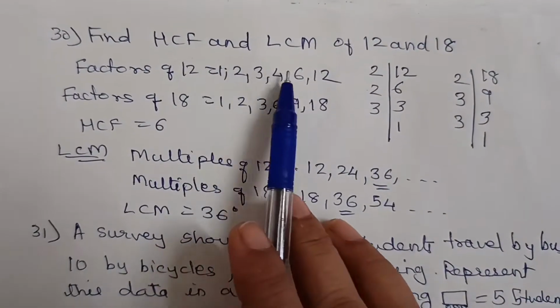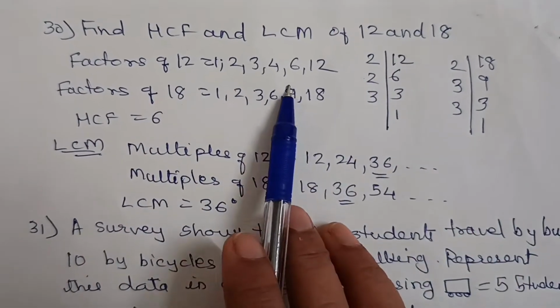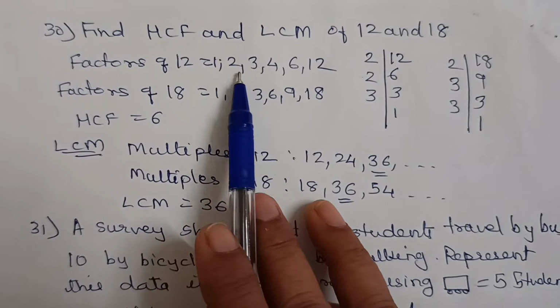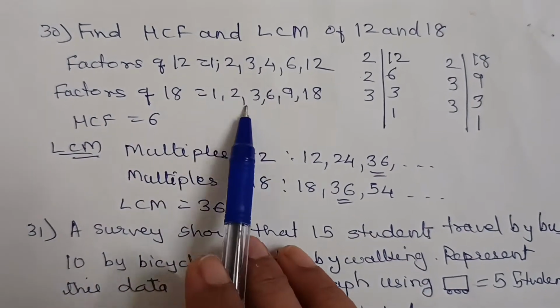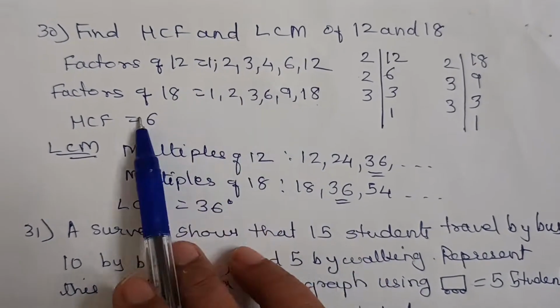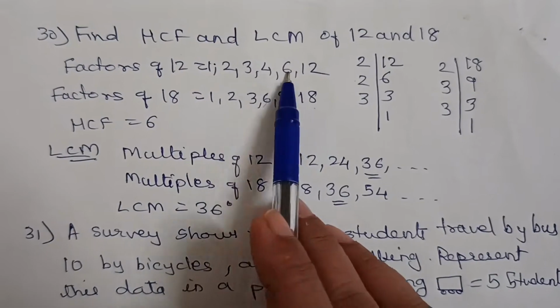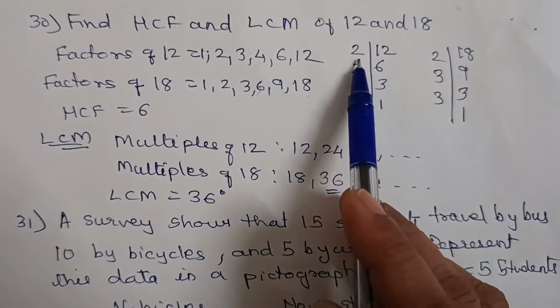Question number 30. Find HCF and LCM of 12 and 18. Here you have to find out the factors. Factors of 12 are 1, 2, 3, 4, 6, 12. And factors of 18 are 1, 2, 3, 6, 9 and 18. And HCF of this is 6. You can find out with prime factorization also.